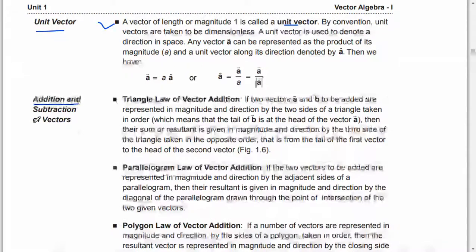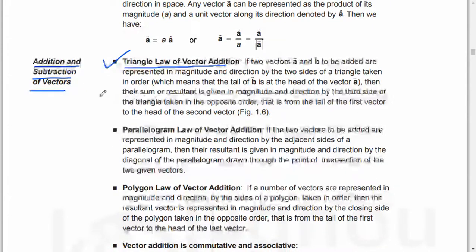Addition and subtraction of vectors. Triangle law of vector addition. If two vectors A and B to be added are represented in magnitude and direction by the two sides of a triangle taken in order, which means that the tail of B is at the head of vector A, then their sum or resultant is given in magnitude and direction by the third side of the triangle taken in the opposite order. That is, from the tail of the first vector to the head of the second vector.